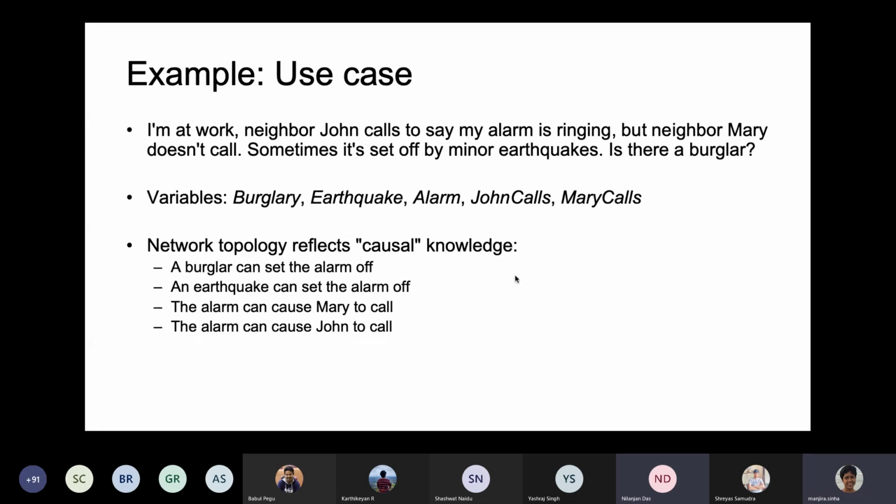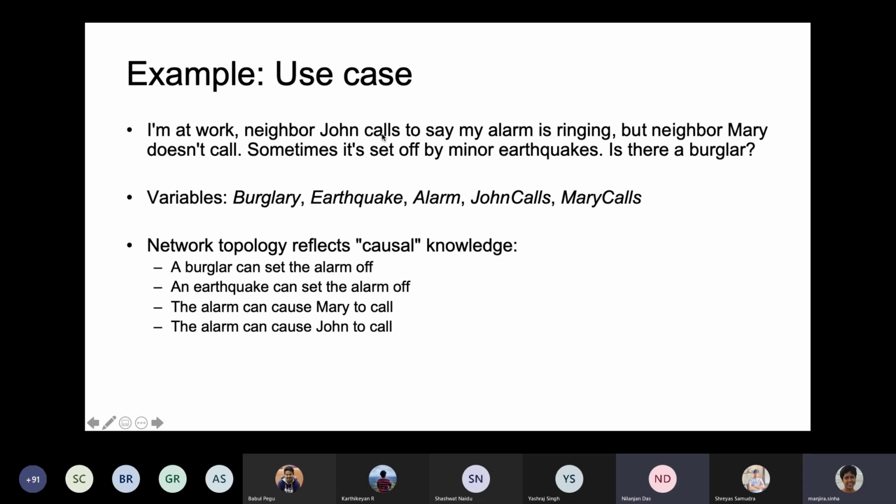So let us see an example use case. Say this is a statement: I am at work. Neighbor John calls to say my alarm is ringing, but neighbor Mary doesn't call. Sometimes it's set off by minor earthquakes. Is there a burglar? So I want to find the answer: what is the probability that there is a burglary at my home given multiple things.